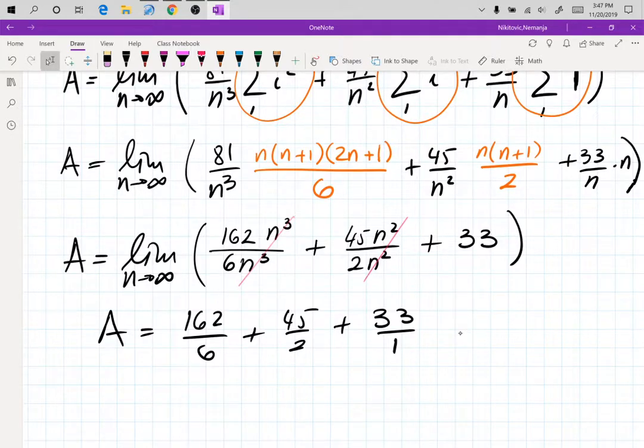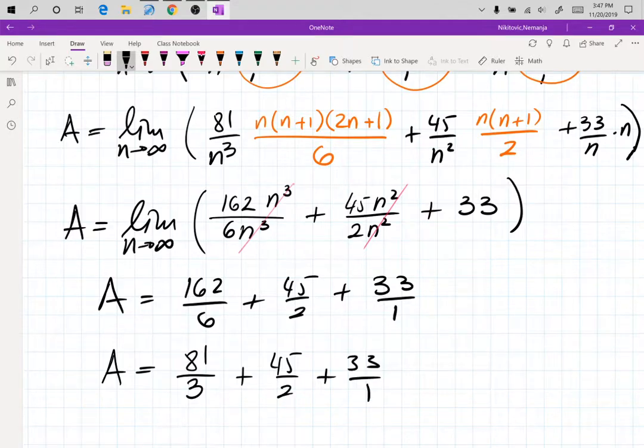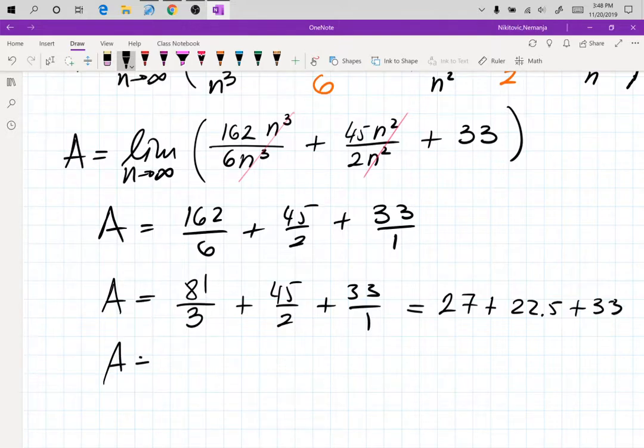But we can reduce this. 162 was doubled from 81, so we can reduce this as 81 over 3 plus 45 over 2 plus 33 over 1. Now 81 is divisible by 3, you get 27. So this is actually 27 plus half of 45 is 22.5. So we'll have 22.5 and plus 33 at the end, so we don't have to drag the fractions.